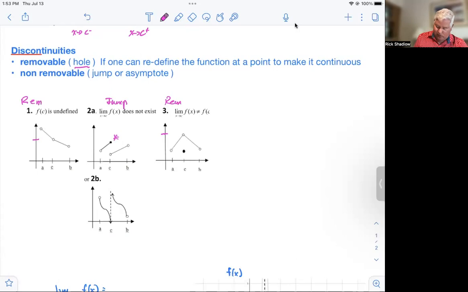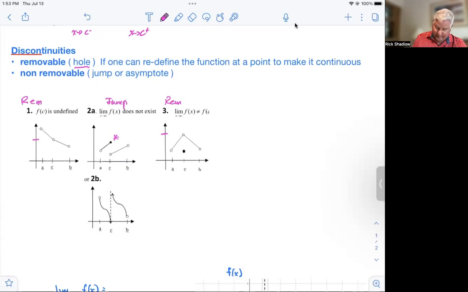Those two are removable. And of course, I have a vertical asymptote in 2B. Again, the limit doesn't exist. Left-hand limit and the right-hand limit, we haven't talked about this yet, but it's coming up in the next section. We don't say that the limits are infinity. We actually say that the function is infinite at that point.